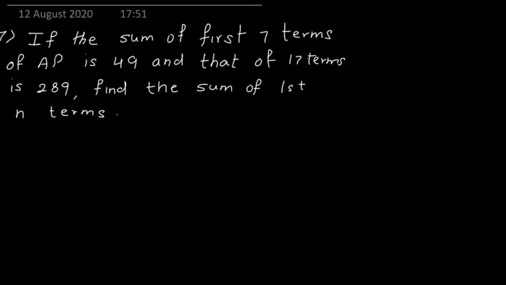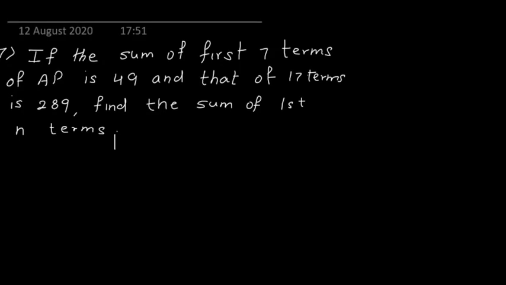The next, or the last question we can say: if the sum of the first 7 terms of an AP is 49 and that of the first 17 terms is 289, find the sum of the first n terms. Okay, so these are 7 questions. You try first yourself, see how much time you take, and then see the solution.